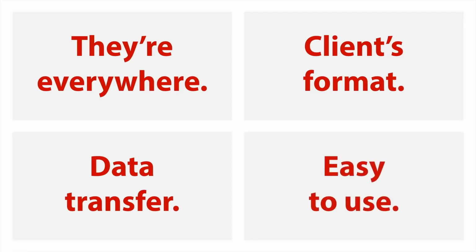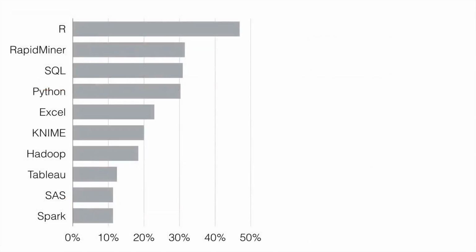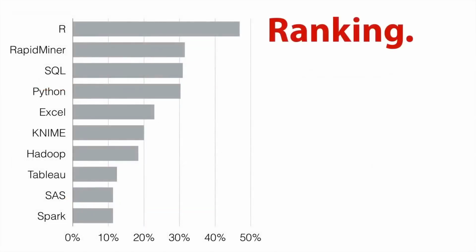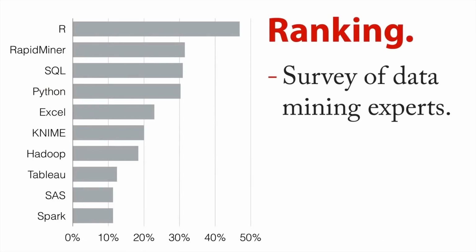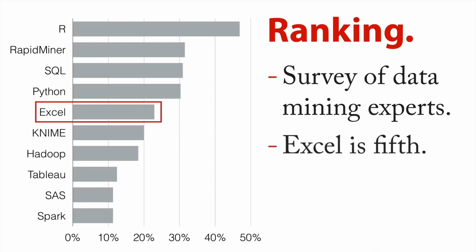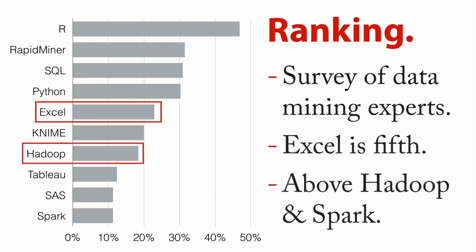And if you want a second opinion on this, let's take a look at this ranking. There's a survey of data mining experts. It's the KDnuggets data mining poll. And these are the tools they most use in their own work. And look at this. Lowly Excel is 5th on the list. And in fact, what's interesting about it, it's above Hadoop and Spark, two of the major big data fancy tools. And so Excel really does have a place of pride in a toolkit for a data analyst.